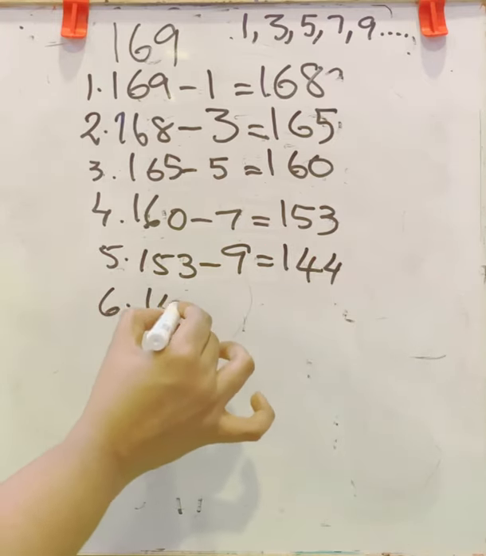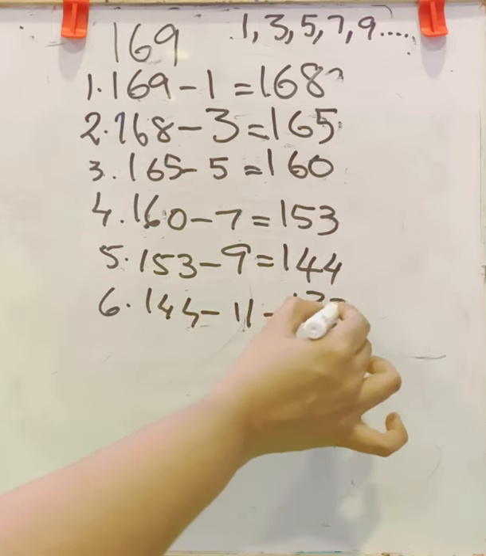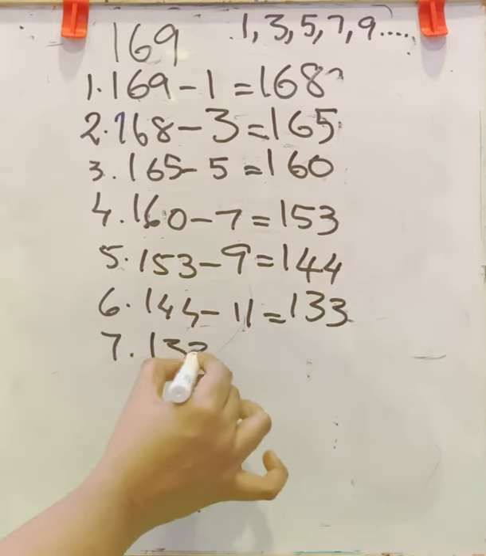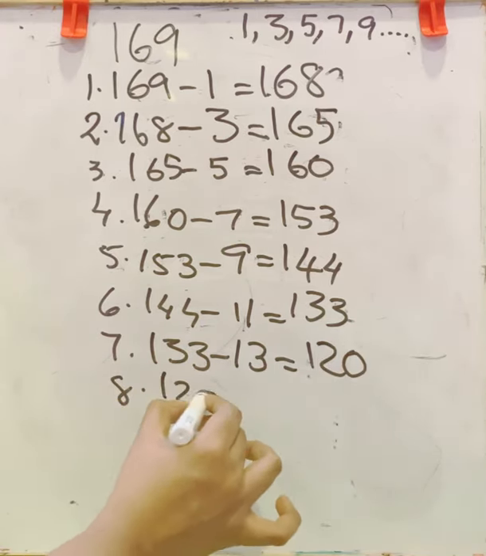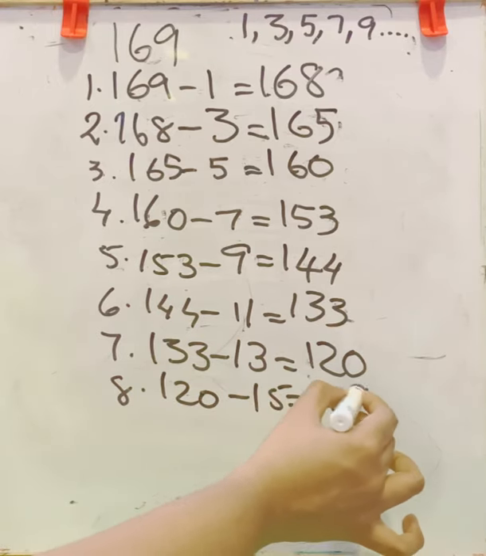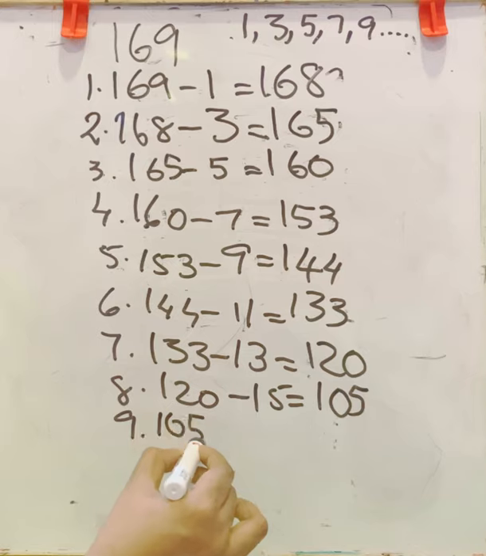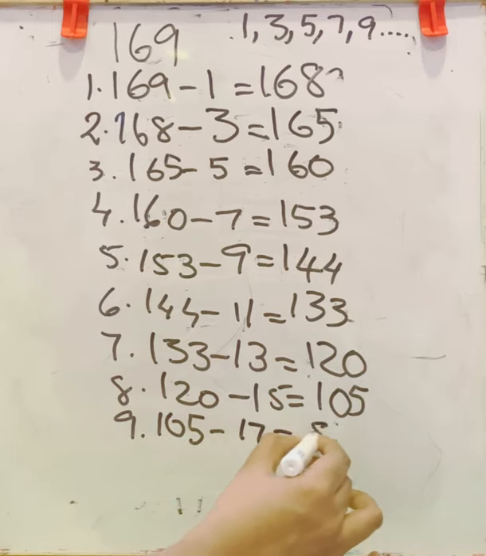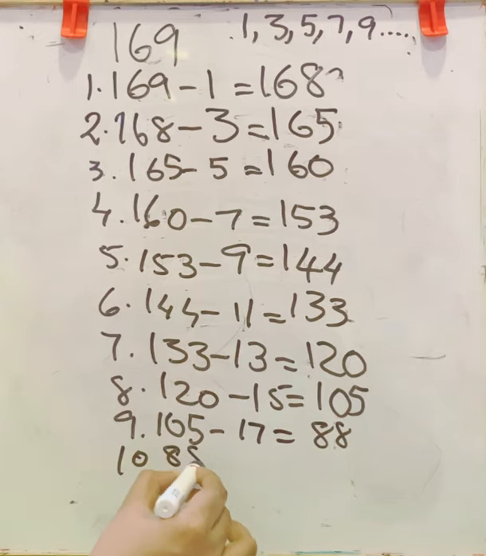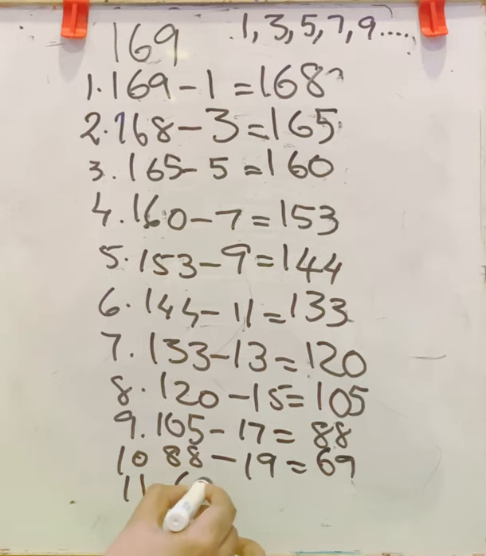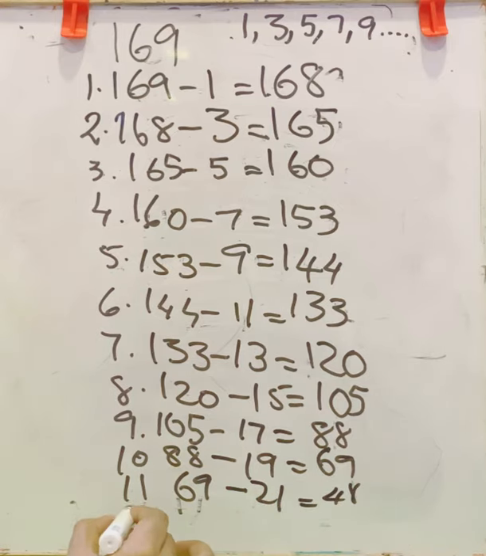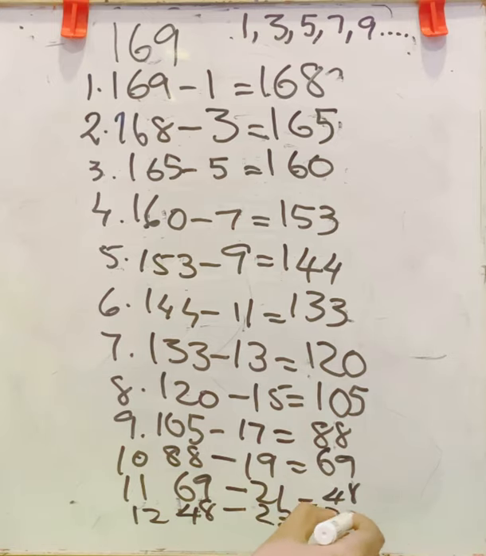Sixth step, 144 minus 11 equal to 133. Seventh step, 133 minus 13 equal to 120. Eighth step, 120 minus 15 equal to 105. Ninth step, 105 minus 17 equal to 88. Tenth step, 88 minus 19 equal to 69. 11th step, 69 minus 21 equal to 48. 12th step, 48 minus 23 equal to 25.